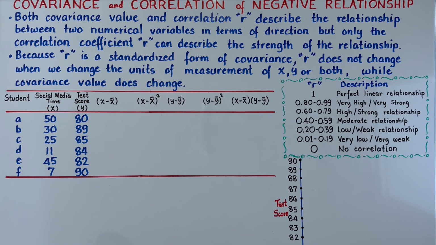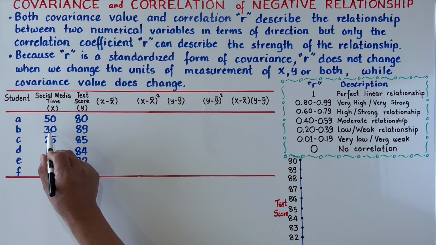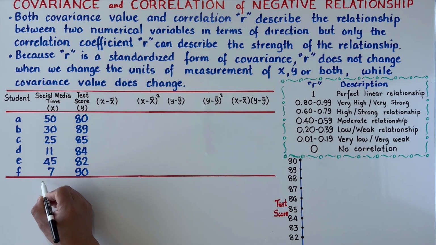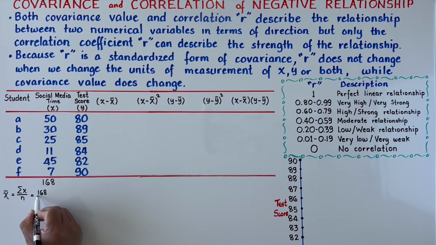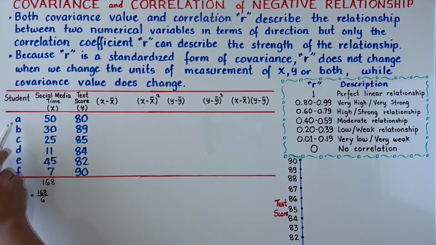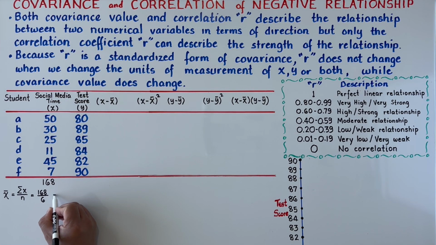So to compute for the covariance, let's compute first the mean. And to compute for the mean, let's add 50, 30, 25, 11, 45, and 7. And the sum is equal to 168. And we know that the mean has a formula of the sum of all these values divided by how many of them. So this is 168 divided by 6, because I have here 6 students. And 168 divided by 6 is equal to 28. So 28 is the average social media time for the 6 students.